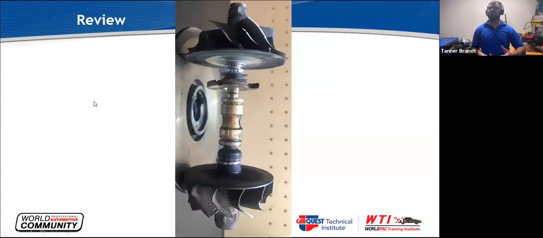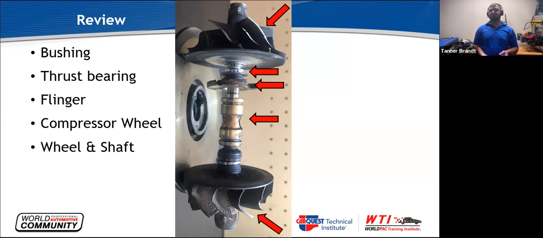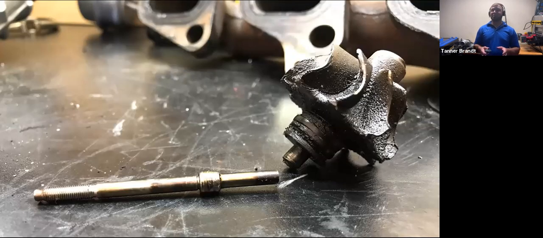So as a review of all the parts: the bushings, thrust bearing, flinger, compressor wheel, and wheel and shaft, and then the sealing rings. As we talk about stuff, just remember those components because that'll make it easier as I go through this. This is what it looks like when it all goes awry.